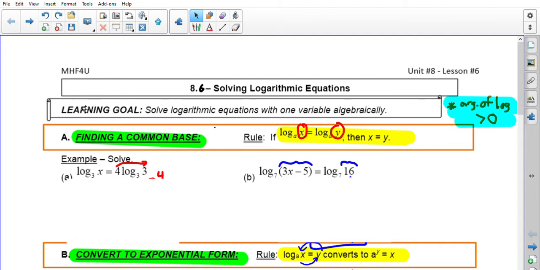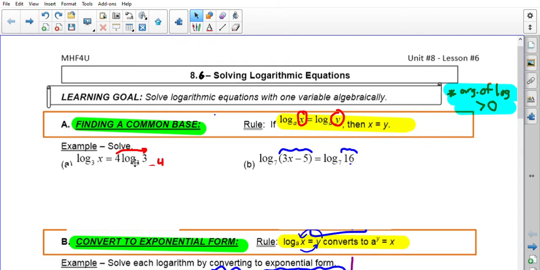Okay, all right, so strategy part A. This is finding a common base between the two log expressions on either side. So what that means is if you have log of x to the base a equal to log of y to the base a, if you have two logs equal to each other and they have the same base, then the only way they can be equal is if their arguments are equal. So that means x would equal y.